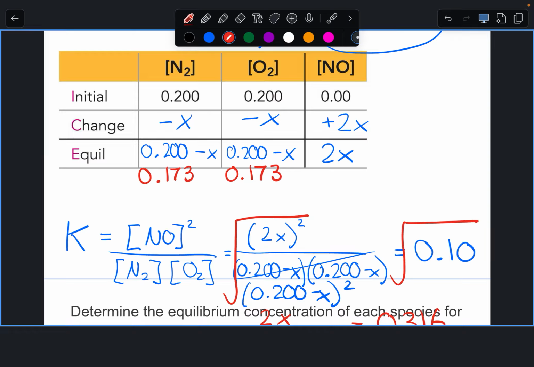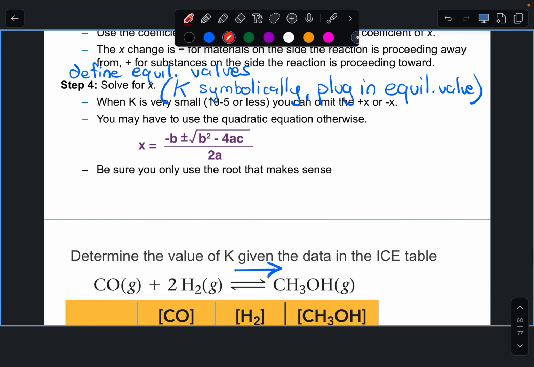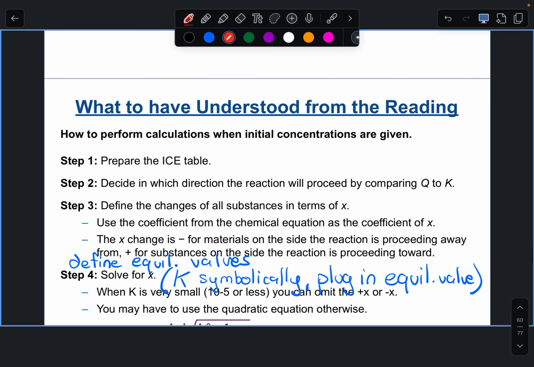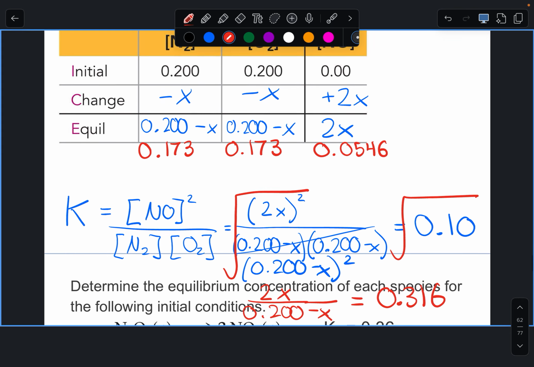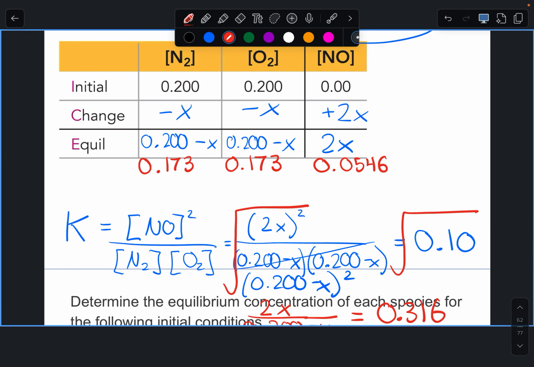And for NO, it's X times 2, or 0.0546. Did I remember what X was right? 0.0273, yeah. Okay, so that would be your answer. Now on an exam, it's not going to ask about all three. It probably would just say, what's the equilibrium amount of NO? And you just have to do 2 times X.